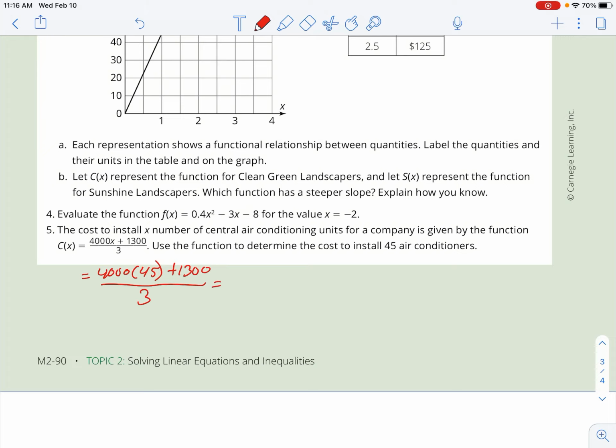Now, in that answer, I get 181,300. So 181,300. Then divide that by 3. And then I get 60,433.3. They don't tell me how to round, so let's just go ahead with 1 decimal right there. That's going to be the cost to install air conditioners. $60,000, a little over $60,000.